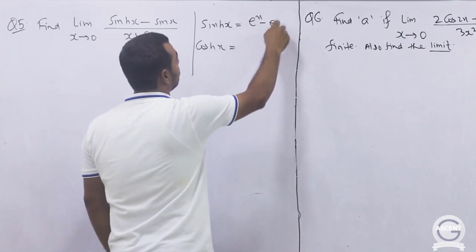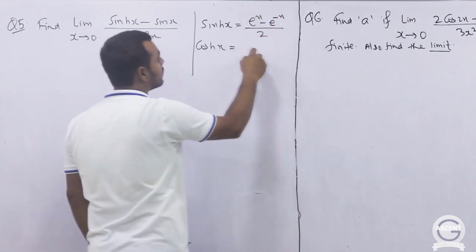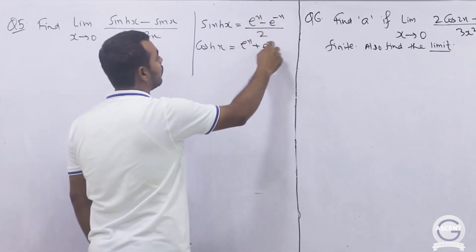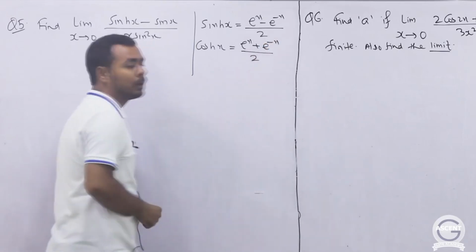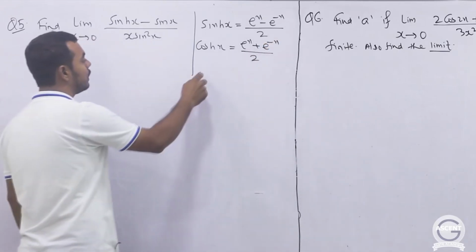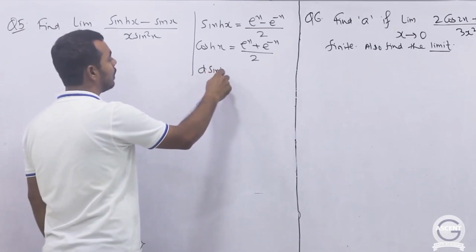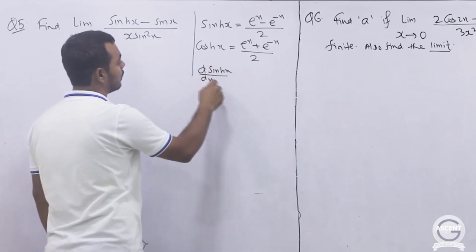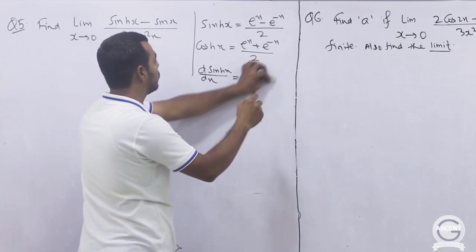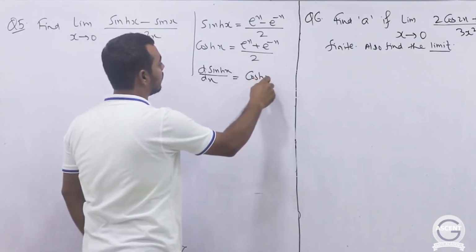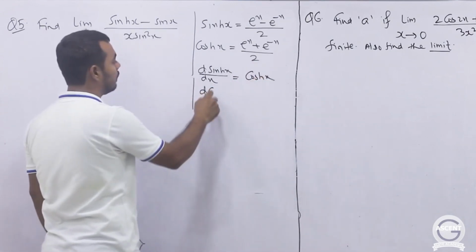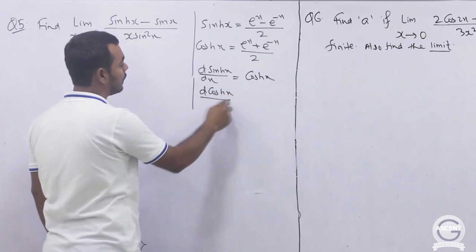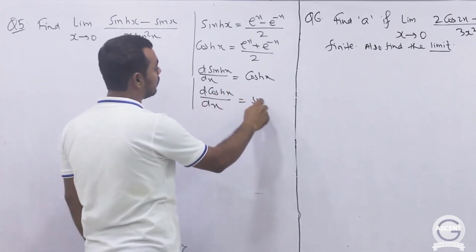Hyperbolic sin x is (e to the power x minus e to the power minus x) by 2. For hyperbolic cosine, you will have a plus sign in between. One more thing that you need to know here is that the derivative of hyperbolic sin x is hyperbolic cosine x, okay, and the derivative of hyperbolic cosine x is hyperbolic sin x.